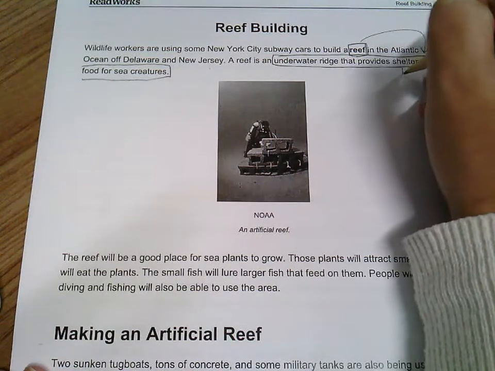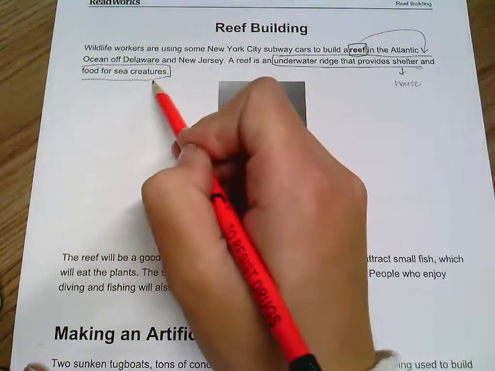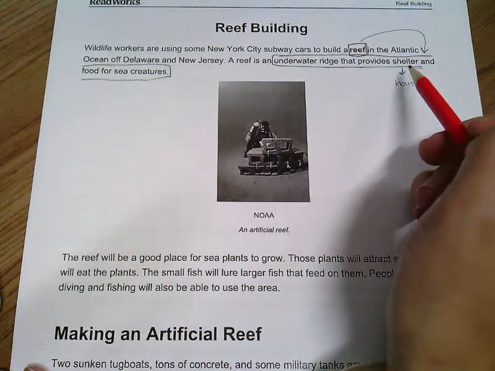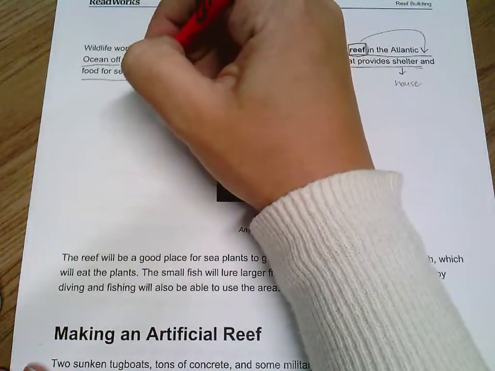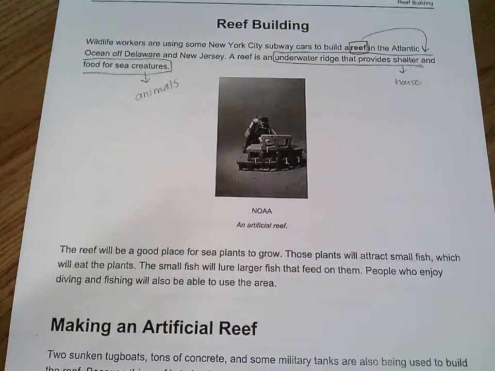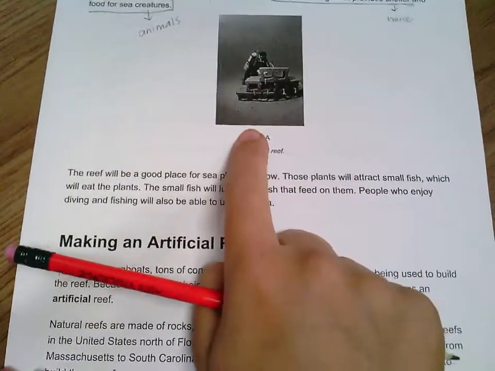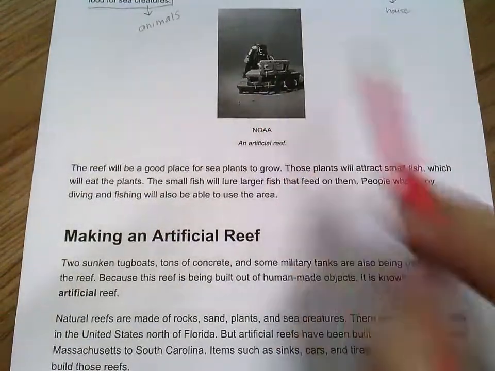I know shelter means like a house, and sea creatures. Well, what kind of things need a house and food to live? Animals, right? So creatures is just another word for animals. Good. It's an interesting picture. It looks like a scuba diver is building something with blocks.